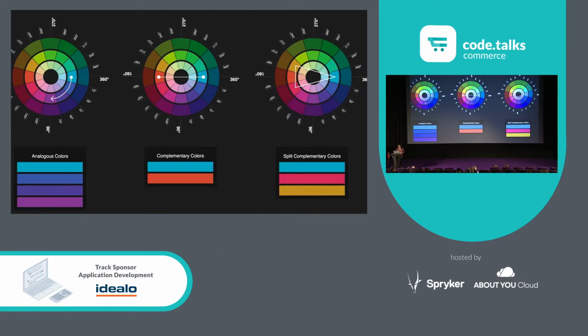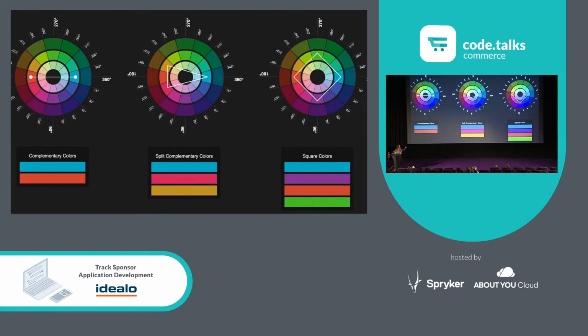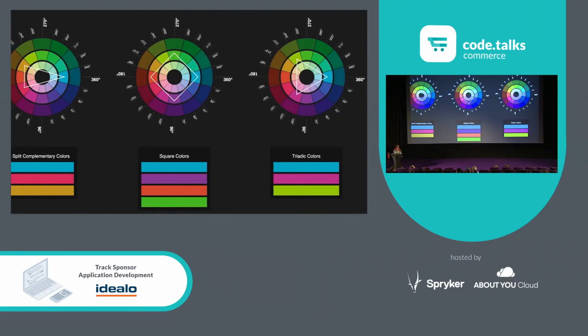You could also have split complementary colors, where you basically do the same thing. You select one color and then you rotate that color until you form that triangular shape on top of the wheel. And the same thing goes for square and triadic colors, that, as the name says, you have a square or a triangle shape on top of the color wheel.